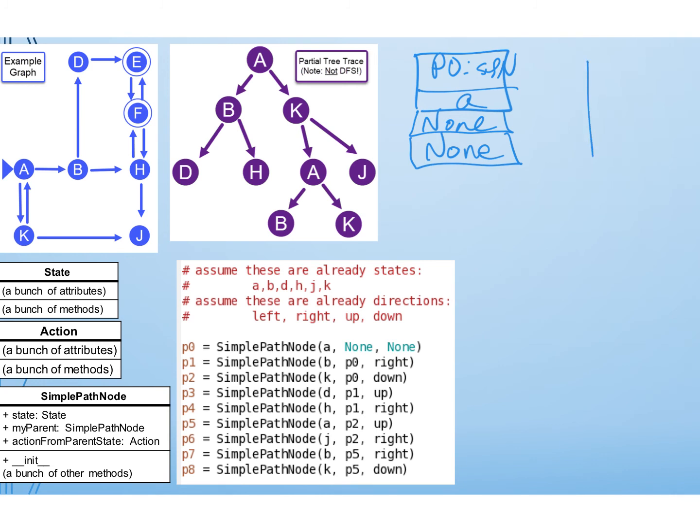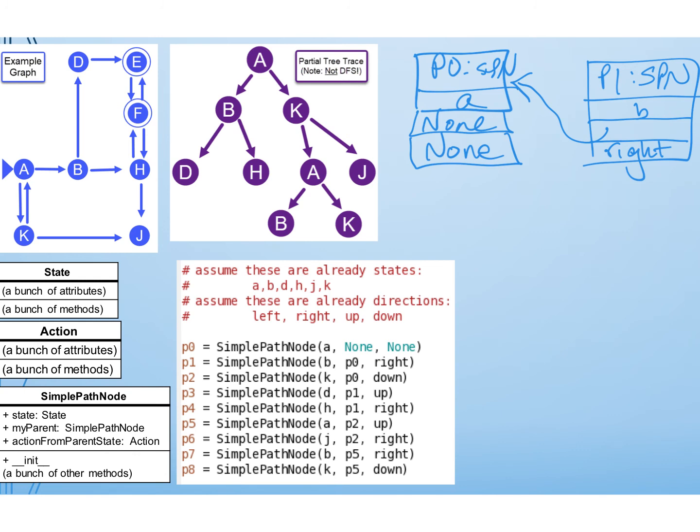And when we make P1, it is also a simple path node, and P1 corresponds to this B over here. And so its state is B. Its parent node is going to be that P0, right? And how did it get from the parent node to P1? It went right, right? Because if you look on the original graph here, you start at A, you go right, you get to B.